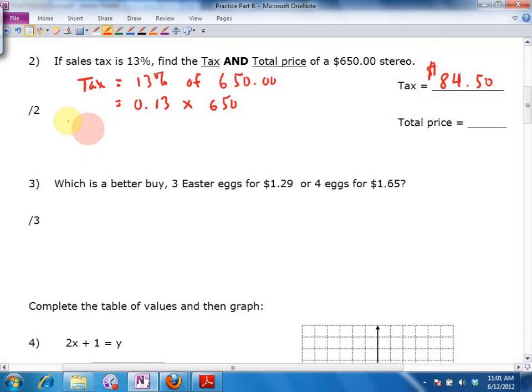So total price, how do you get the total price? Total price, not toilet paper, TP is total price. So it's going to be 650 plus 84.50, and the answer is 734.50, right?